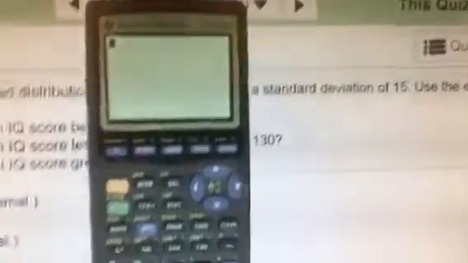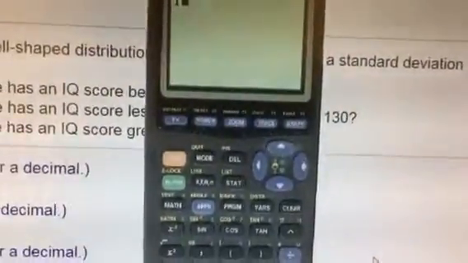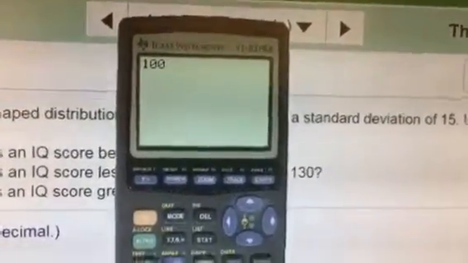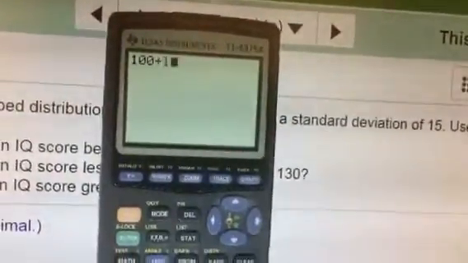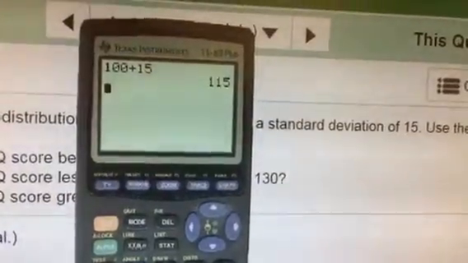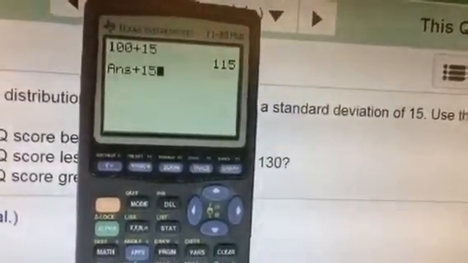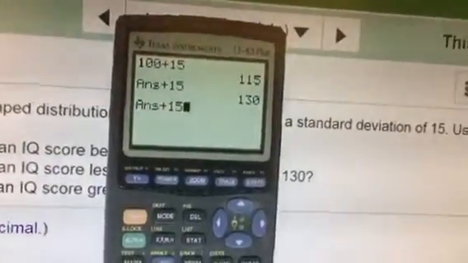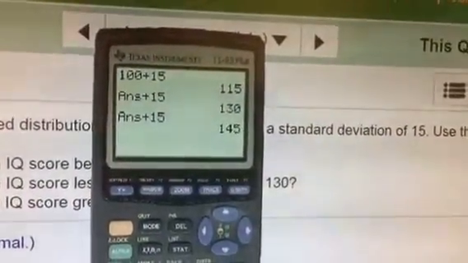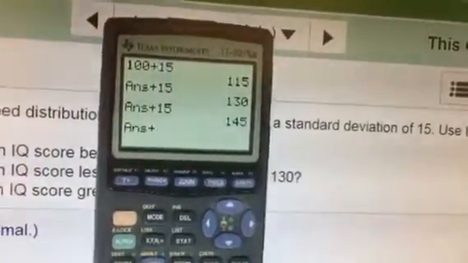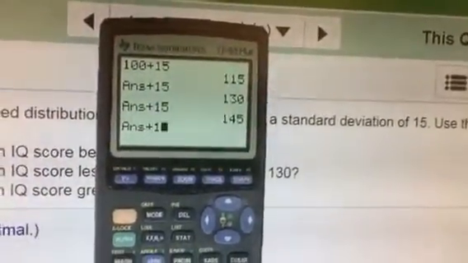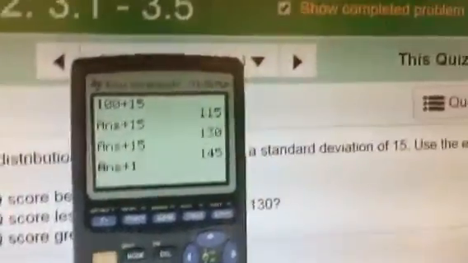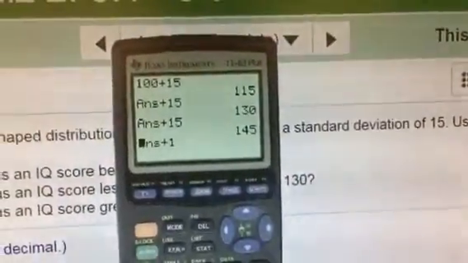On the calculator, you're going to take 100 and add the standard deviation, which is 15. And then you're going to add another standard deviation, and notice you get 130. I'm going to add another standard deviation, I get 145. We only do 3 of those. So we're doing 115, 130, and 145.